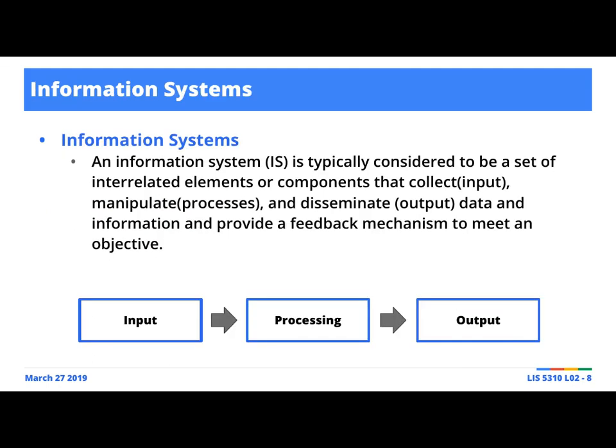So if we were to come up with a classic definition of what information systems are, we're saying it's nothing more than a set of interrelated elements or components that collect, process, and disseminate output or data to work towards a certain objective.